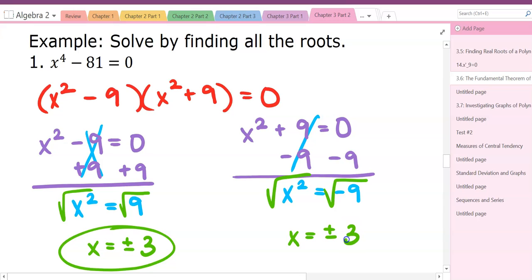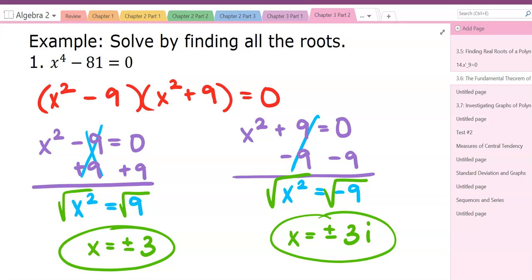3i. Why i? Because it's negative 9 underneath that square root sign. Okay, so because it's negative, I want to make sure that I pull out the i. So there's your 4 roots: positive negative 3, positive negative 3i.